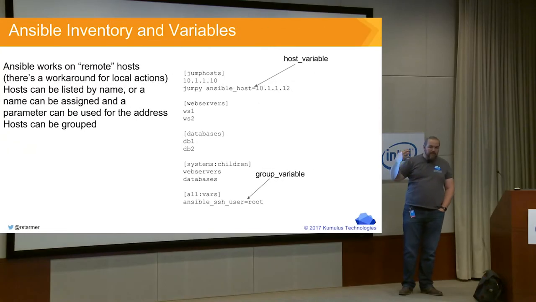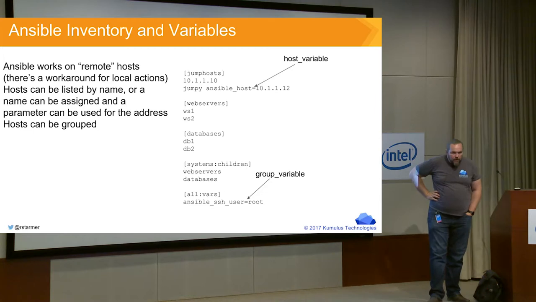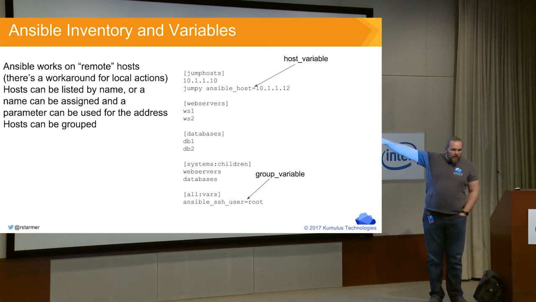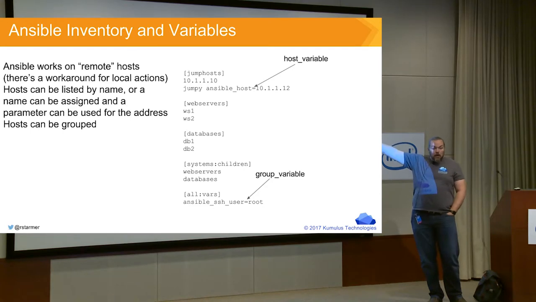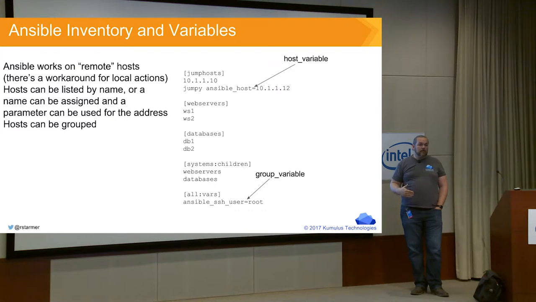Right? So that's passing a variable to an inventory item. So does it take it from /etc? It will take it from hosts. In this case, my point is that jumpy doesn't exist in hosts, doesn't exist in DNS. Right? So I have to pass a specific address. Or maybe jumpy has multiple addresses, and I want to use a specific interface. Right? So I have the ability to control how I communicate with it.